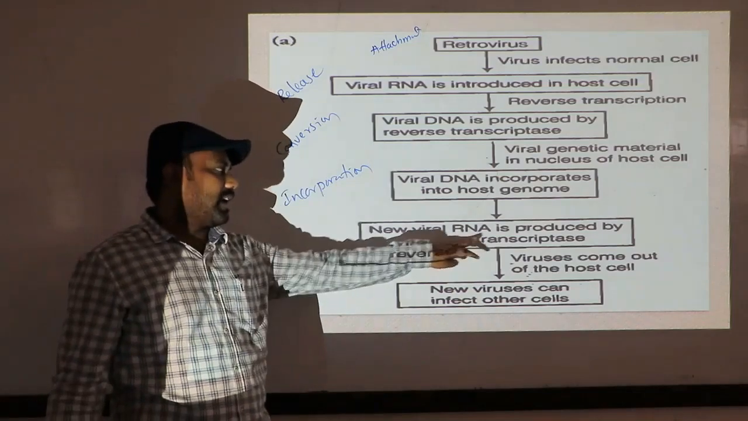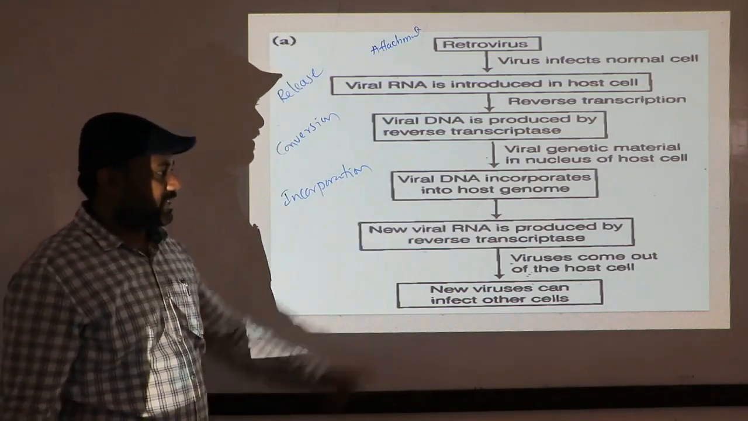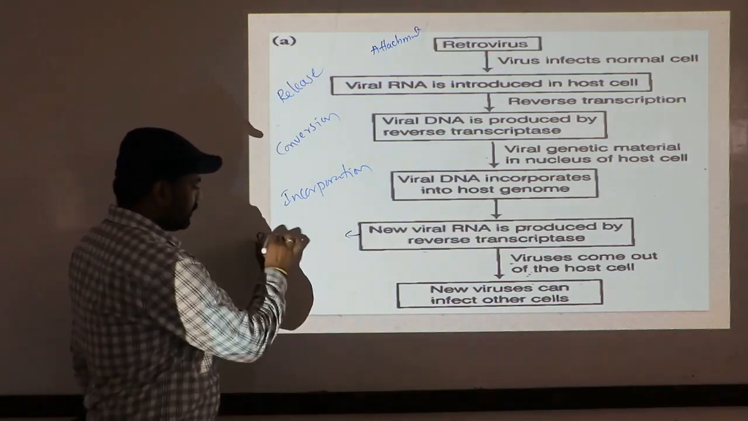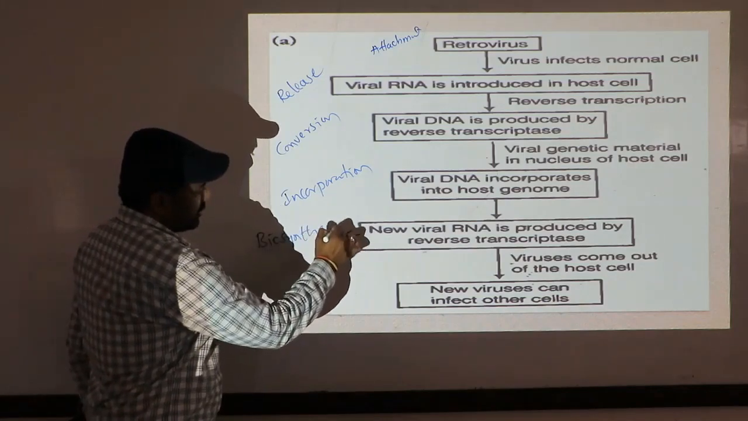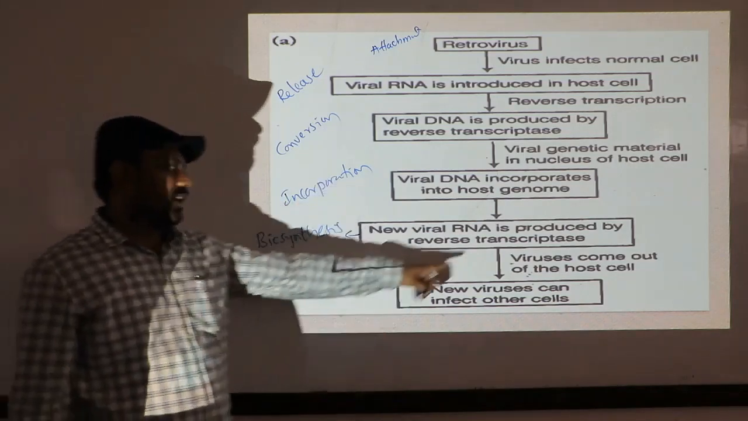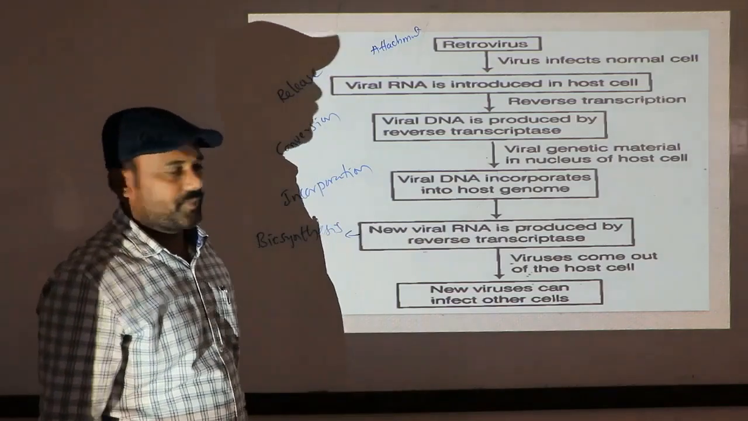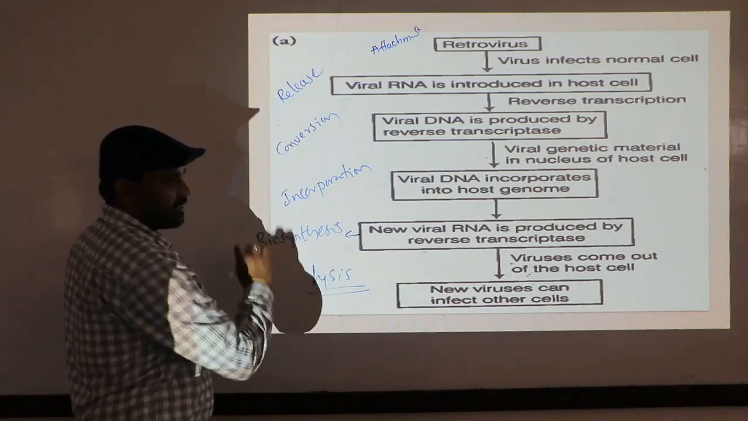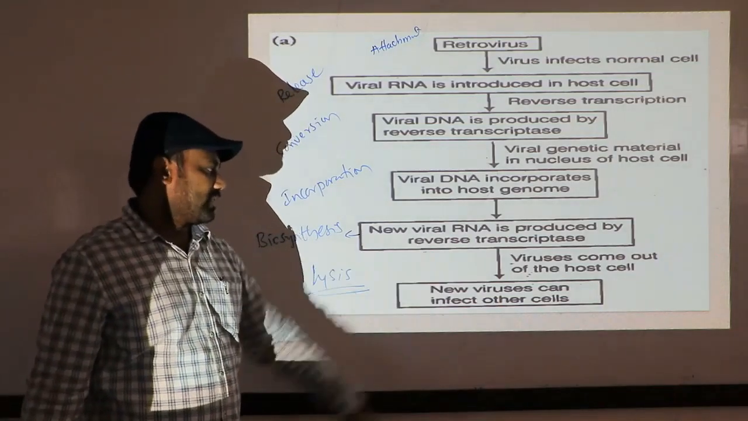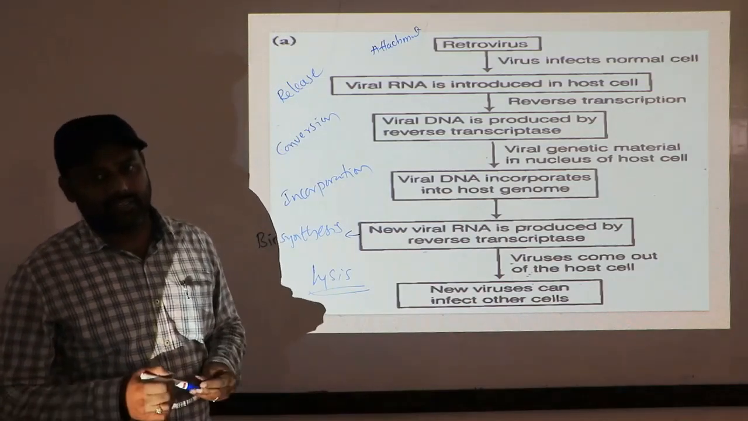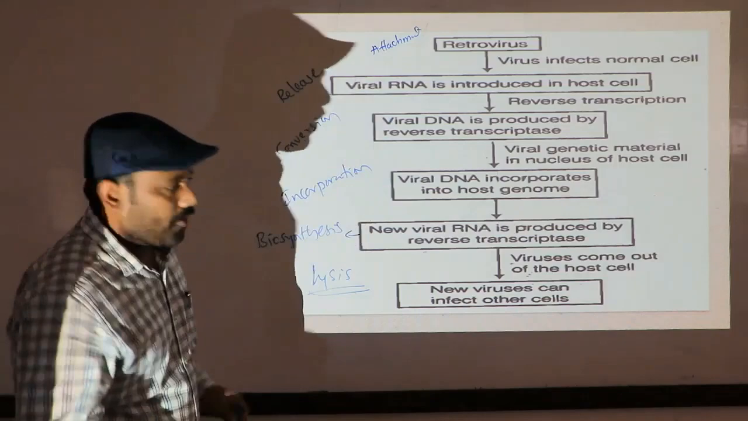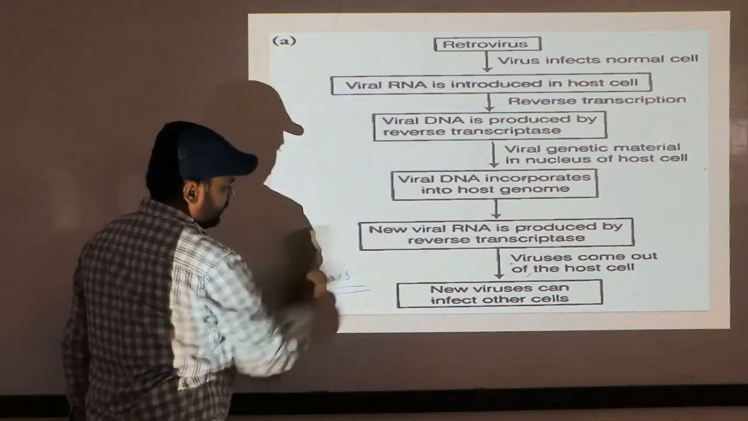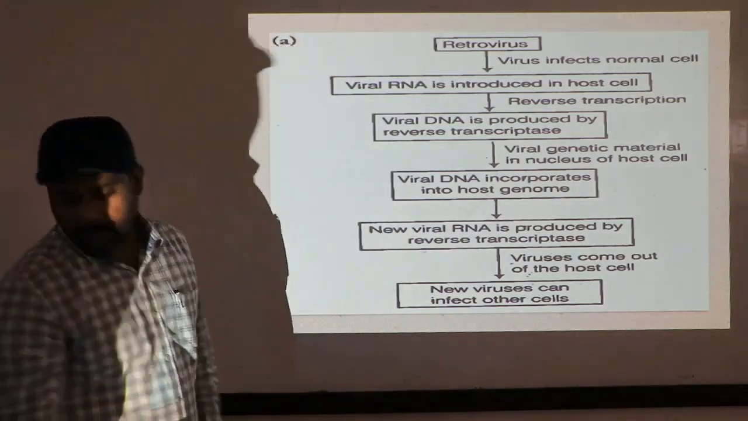New viral RNA is produced. So virus comes out of that. This condition is the step called biosynthesis. This step is considered as biosynthesis. Later, viruses come out of the host cell, isn't it? This step is considered as lysis. So new viruses can infect other T cells. So this is the mind map or flowchart. Very easy to remember the whole life cycle of HIV. Very simple. Next.